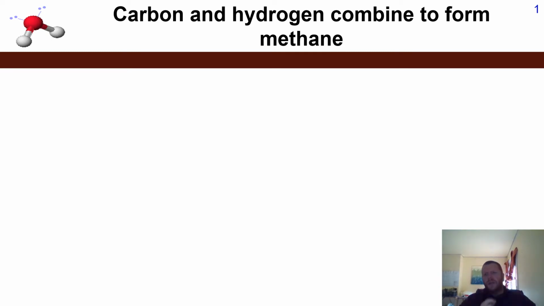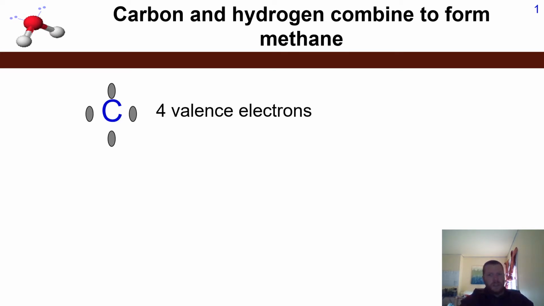There's an effort to try to explain that. And so as an example, let's use carbon and hydrogen combining to make the molecule methane. Methane has a simple formula of CH4. So carbon rolls in with 4 valence electrons. Now, those 4 valence electrons are in 2s2 and 2p2. Okay, so we've got those 4 valence electrons.